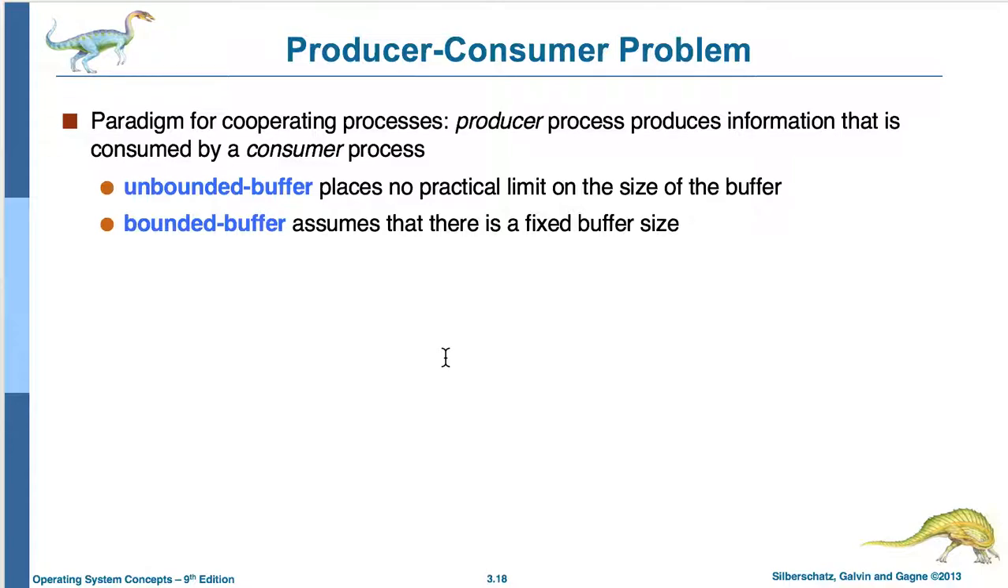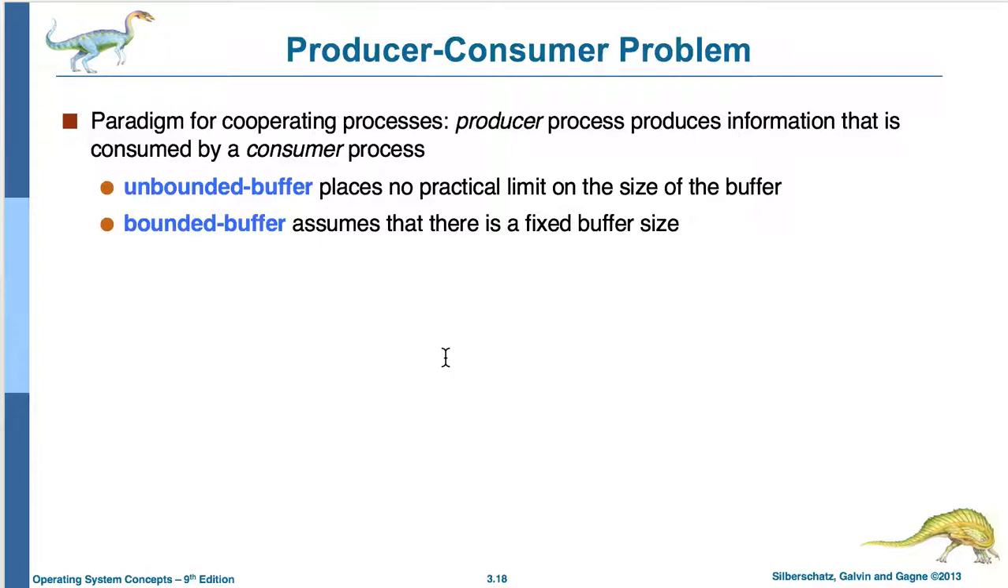So using that paradigm of a producer-consumer, where a producer produces information and a consumer essentially consumes or drains off that information. If we were to use shared memory to implement this, there can be really two different types of buffers that can be used to implement this.